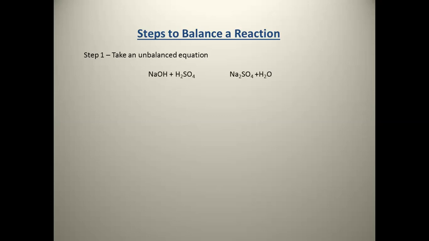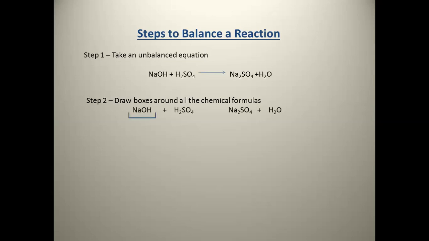NaOH reacts with H2SO4 to form Na2SO4 plus H2O. NaOH and H2SO4 are the reactants, and Na2SO4 plus H2O are the products. Step 2: draw boxes around all the chemical formulas. We can see the boxes around them.